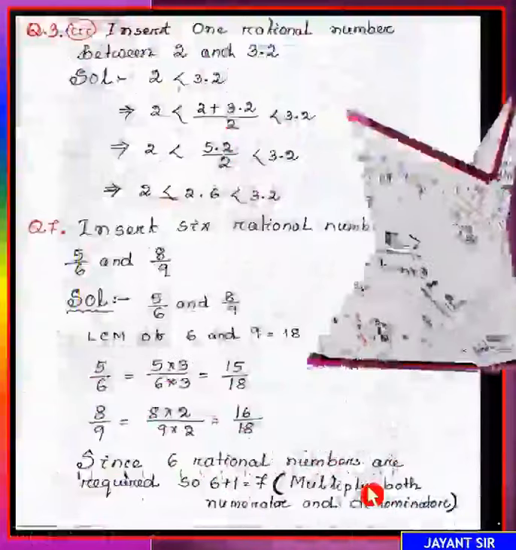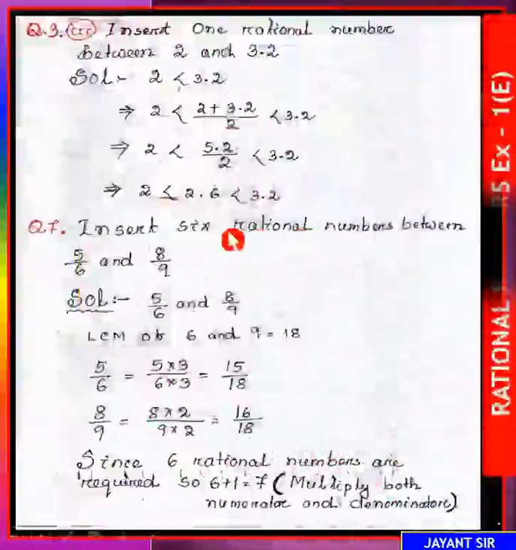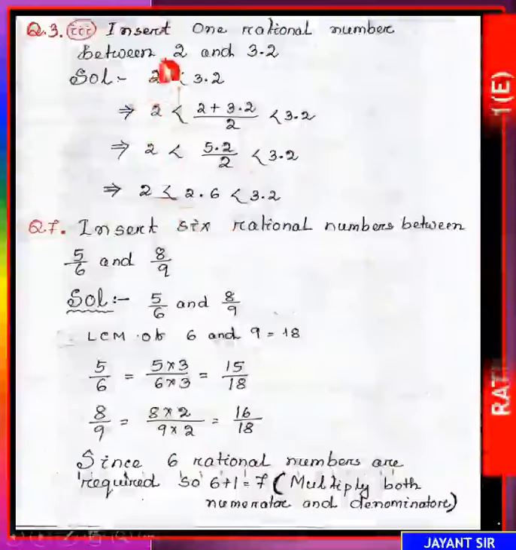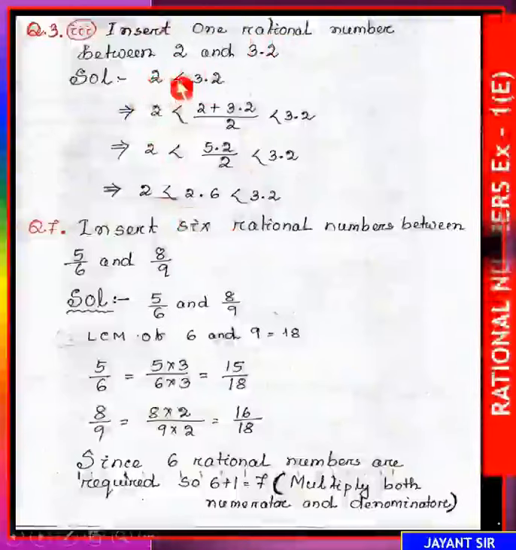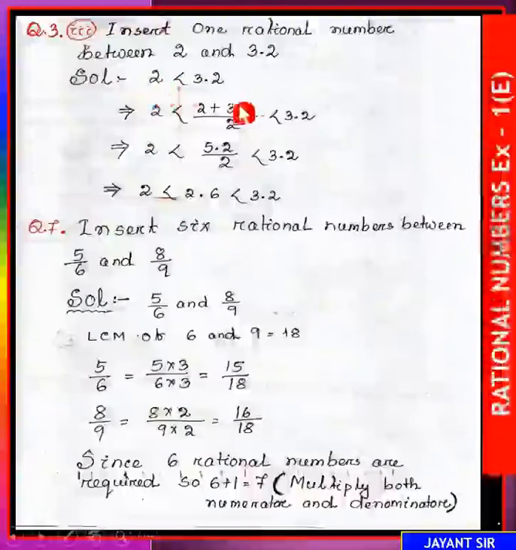Now children, look at question number 3. I have done the third one because there is a decimal there. Insert one rational number between 2 and 3.2. Which one is greater, 2 or 3.2? 3.2 is greater, that's why I have given the sign that 2 is less than 3.2.